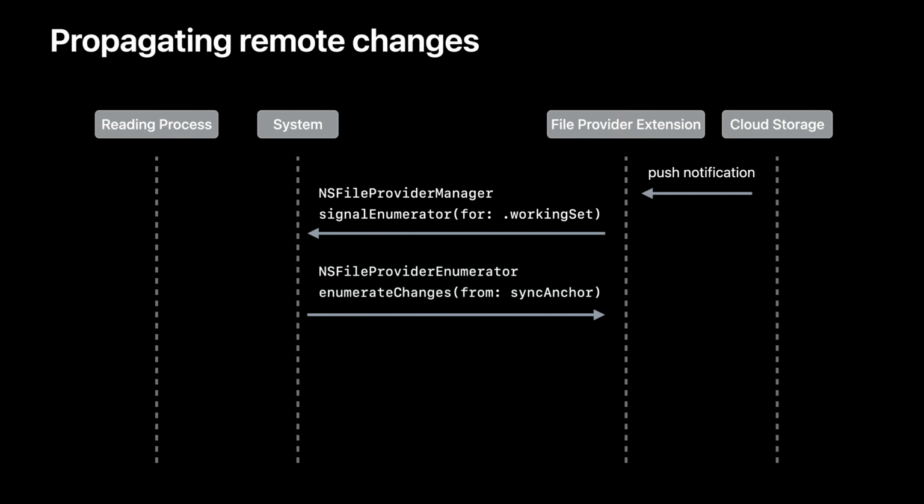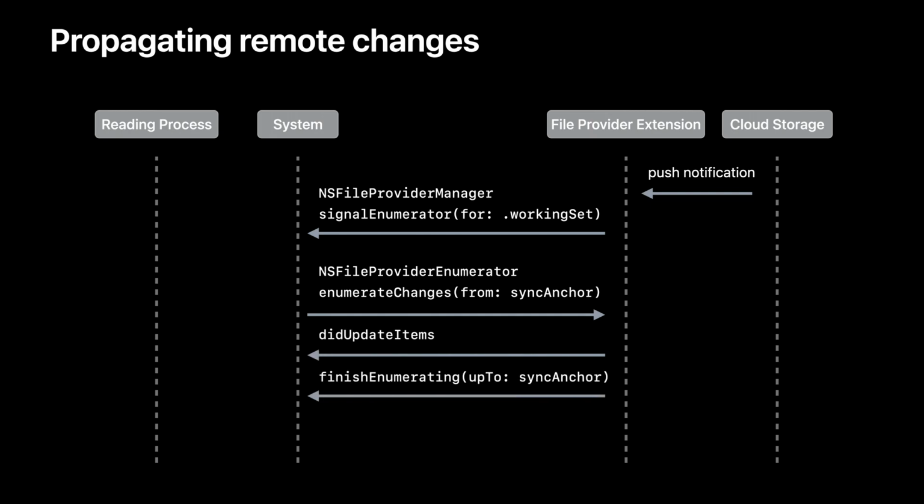A continuation token, called the sync anchor, is used to enumerate only the new changes. This token is defined by your extension. The system keeps track of the sync anchor it last enumerated to. It will call your enumerator with the enumerate changes from sync anchor method. In response, you return changed items, and once you're done, give us a new sync anchor that we can use next time around. The system will asynchronously go and update the user visible files.